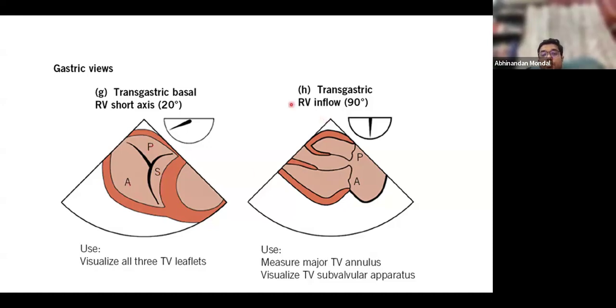And this is an RV inflow view. The angle is around 90 to 120 degrees from the transgastric long axis view. If you rotate the probe towards your right, you will get this transgastric RV inflow view. It will give you the tricuspid valve subvalvular apparatus, just like your mitral valve.